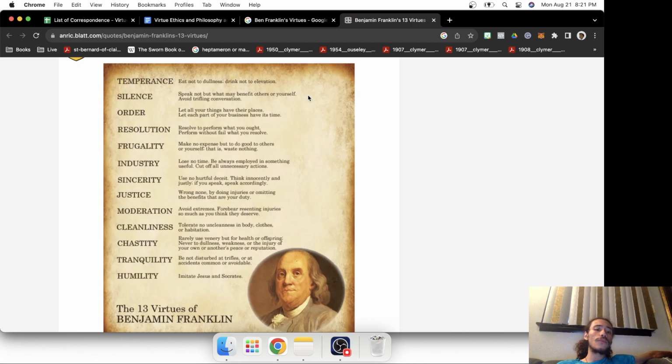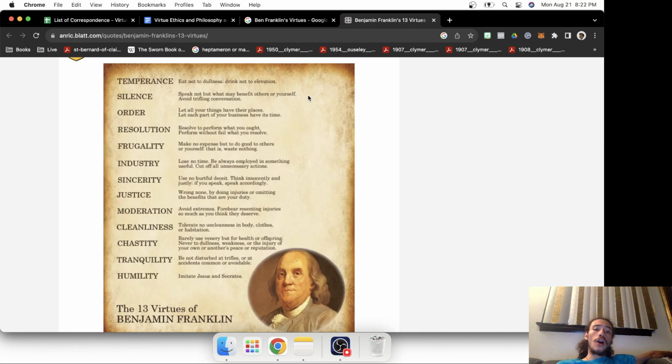That is, waste nothing. Industry: lose no time. Be always employed in something useful. Cut off all unnecessary actions. Sincerity: use no hurtful deceit. Think innocently and justly. If you speak, speak accordingly. Be a man of your word. Justice: wrong none by doing injuries or omitting the benefits that are your duty. Avoid extremes. Forbear resenting injuries as much as you think they deserve.